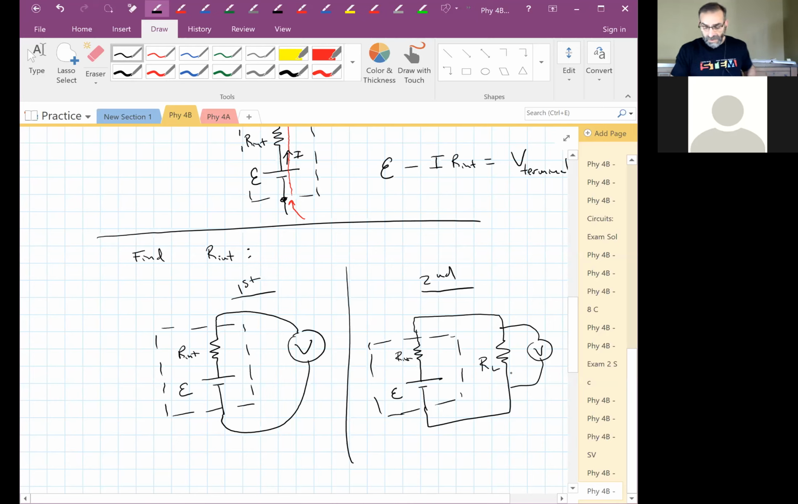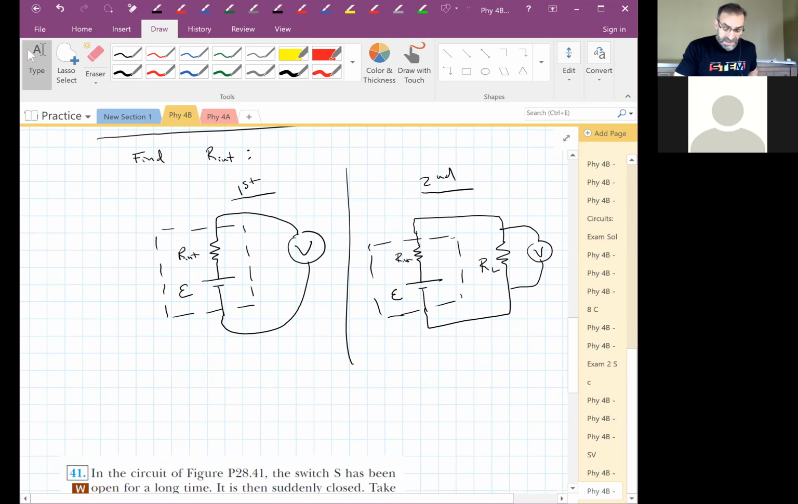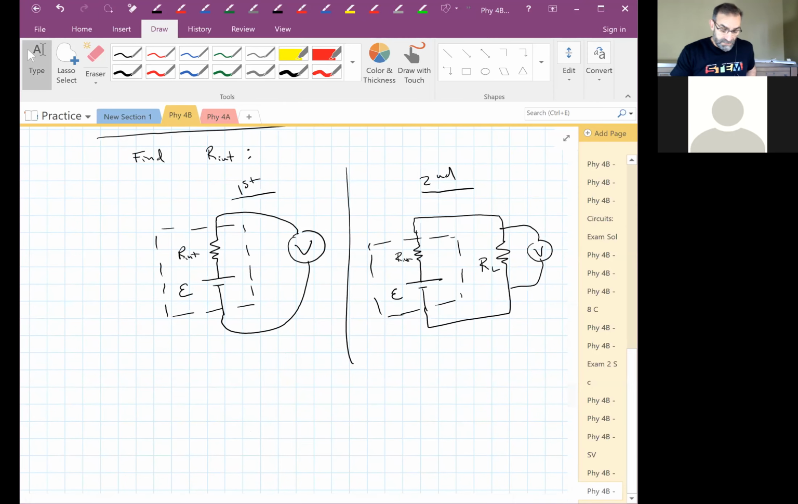A load resistor, some external resistor, right? So what does this tell us on the left? The first thing we did was just hook up our voltmeter, and we'll assume our voltmeter is ideal. That means it has infinite resistance. So we hook it up across the terminals of our battery. No current can flow. What's it measuring? The EMF of the battery.